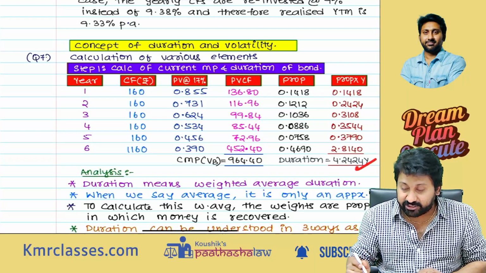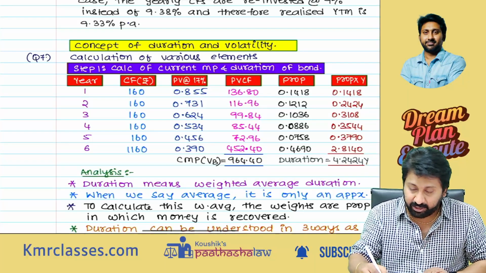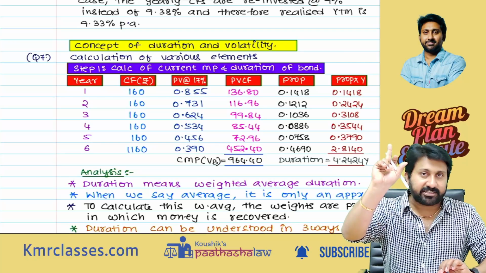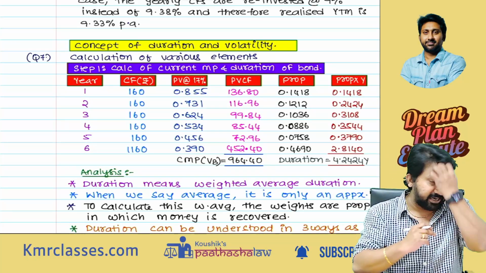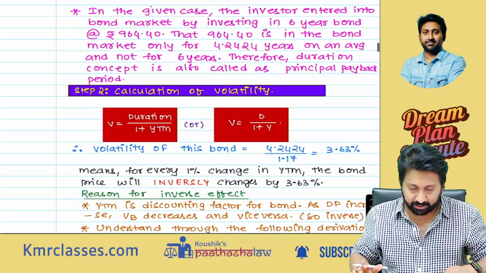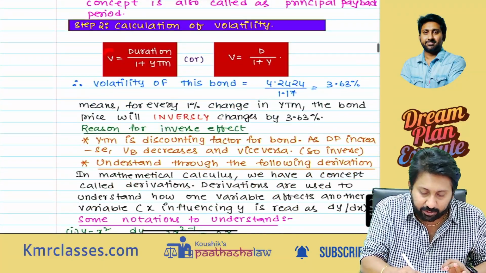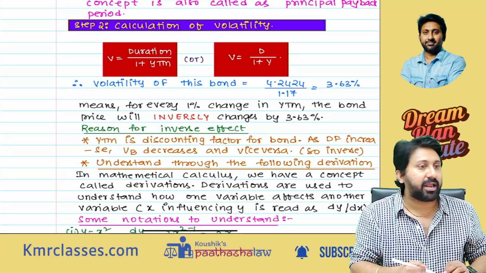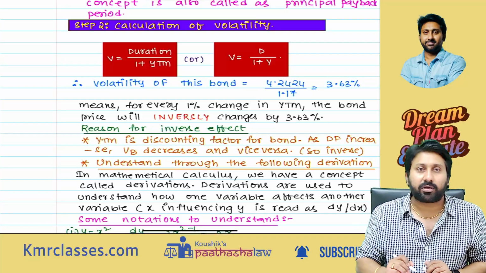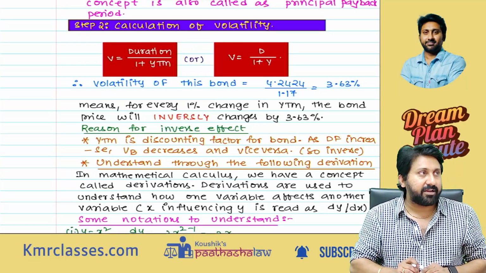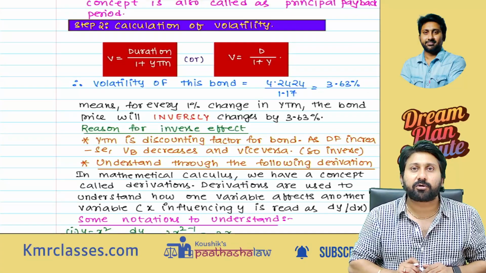That's why this duration is called the weighted average duration. Weights are proportions. More than this, the original lecture is there. If you want, go and listen to the revision lectures that I have already uploaded. Next. We calculated duration. Now we are going to calculate volatility, the volatility of a stock. Duration that we calculated, divided by 1 plus YTM, is called volatility.